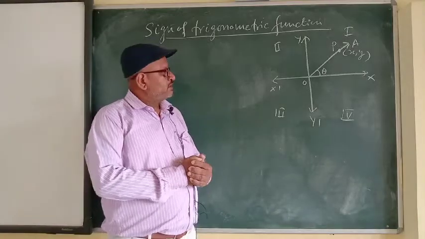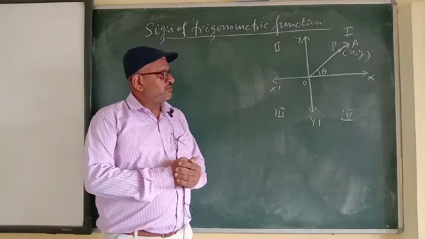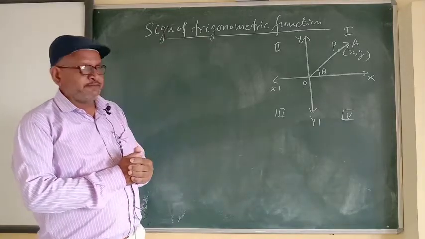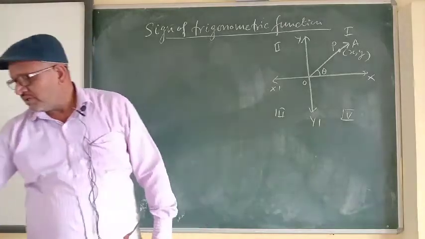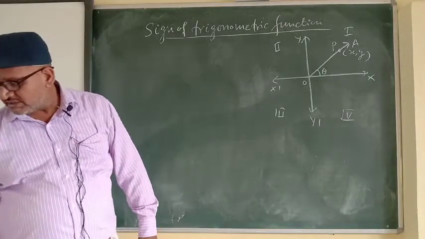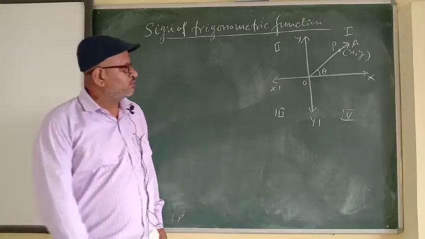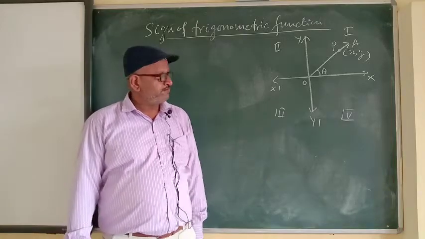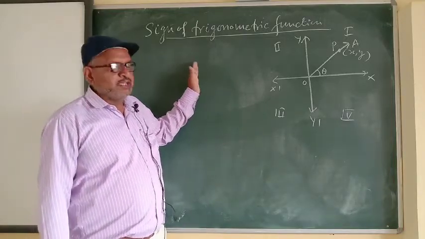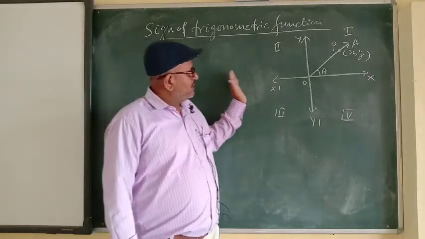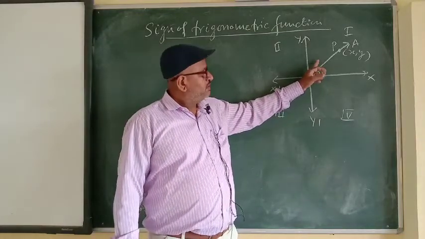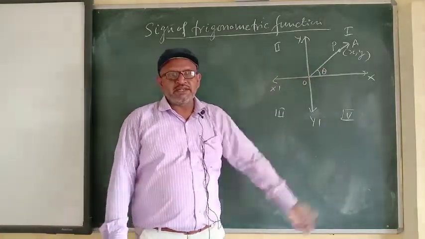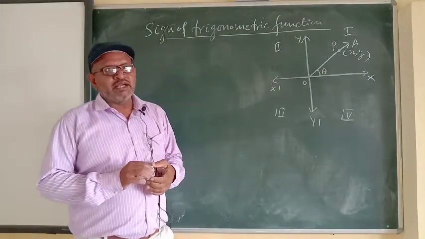Good morning, students. Today we will continue the next topic of trigonometry, the sine or trigonometric function. There are 6 trigonometric functions: sin x, cos x, tan x, cot x, sec x, and cosec x. So, what is the sign of a trigonometric function for different angles? The sign of a trigonometric function depends upon the quadrant in which the terminal side of the angle lies.